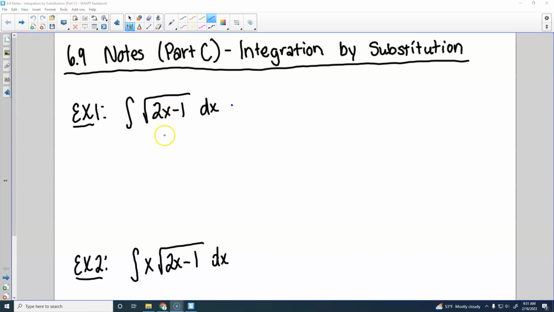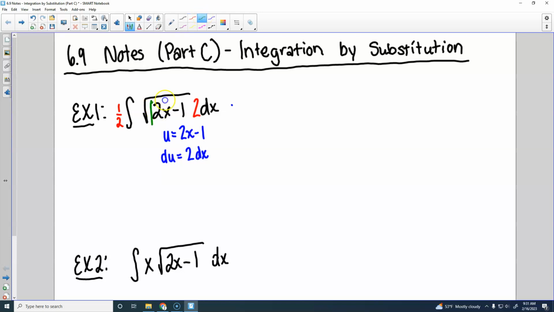So for this, our u would be 2x minus 1. Our du would be 2 dx, which means we need a 2 over here with our dx, and we'll have to put a 1/2 out front.